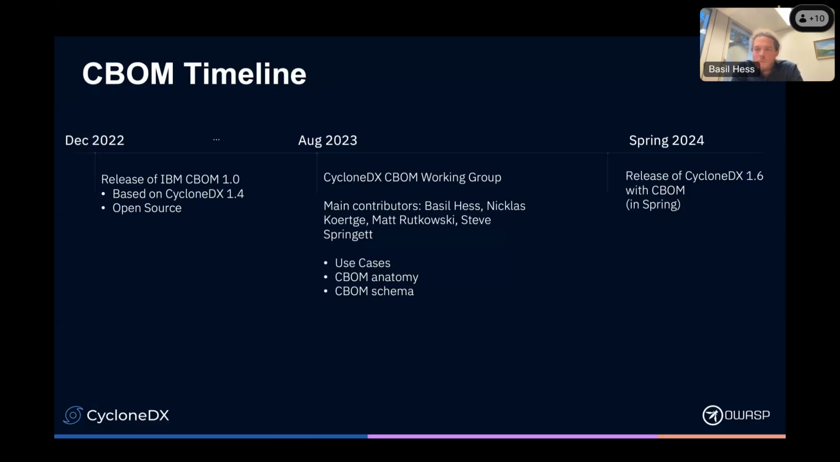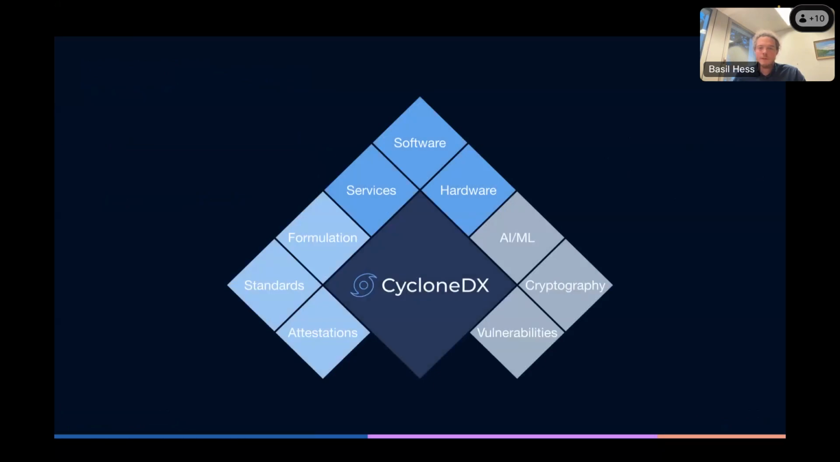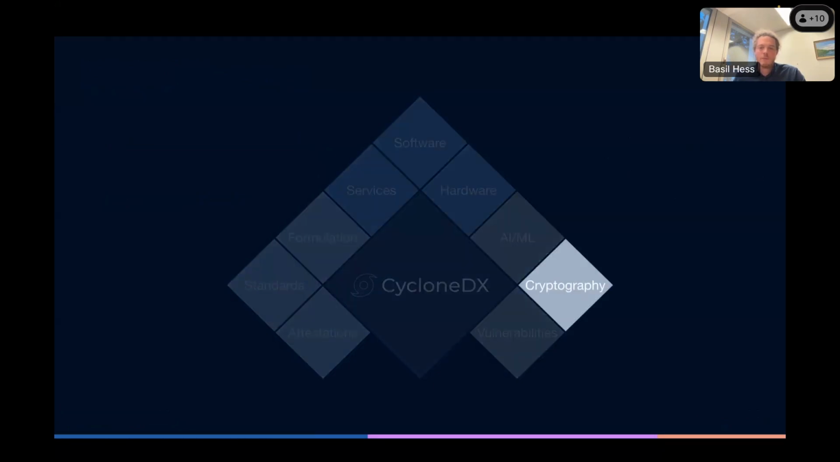Main contributors, we just gave a quick introduction. During the last half year, we worked on many different use cases: what are the use cases around cryptography? We defined the anatomy of CBOM, and then finally finalized the CBOM schema, where we took as a basis our initial release of IBM CBOM. So with the next release, cryptography is one part of CycloneDX, one of the many different features available in CycloneDX.